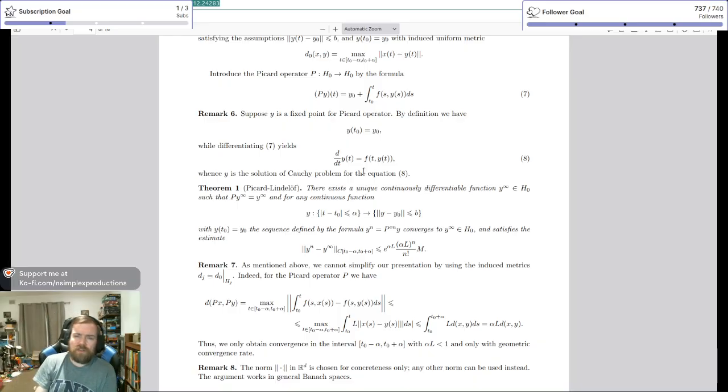There exists a unique, continuously differentiable function y super infinity within h sub 0 such that P y super infinity equals y super infinity, and for any continuous function y, it defines the mapping of the distance between t and t0 less than or equal to alpha, mapping over to the distance between y and y0 less than or equal to b.